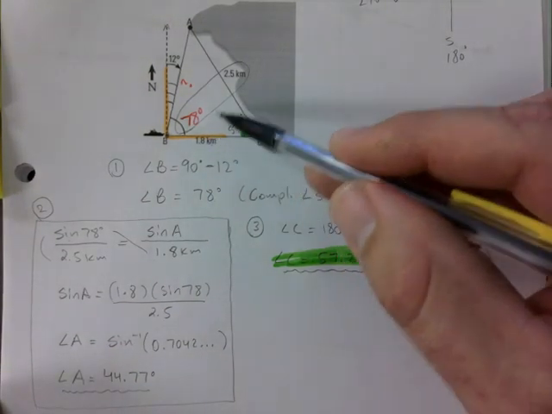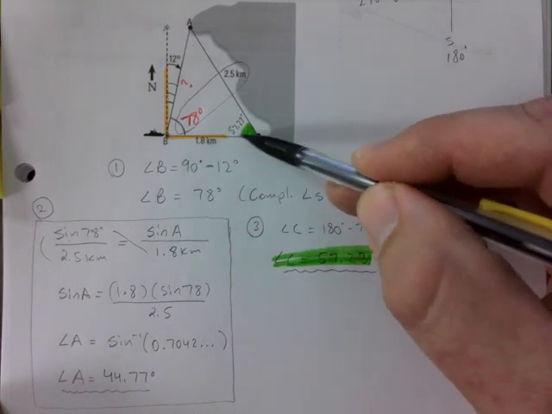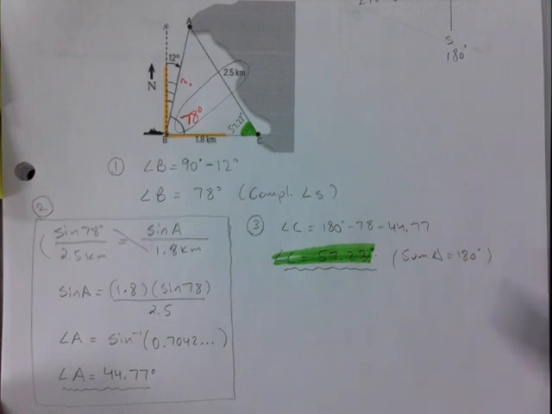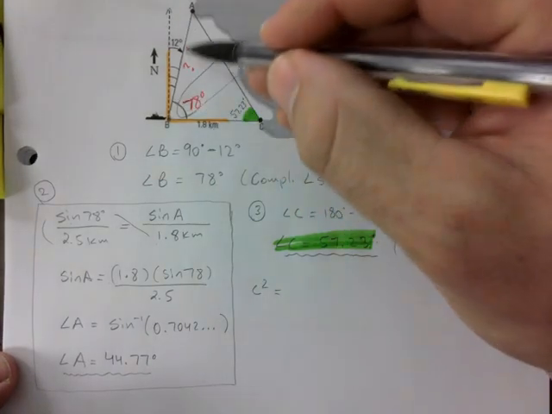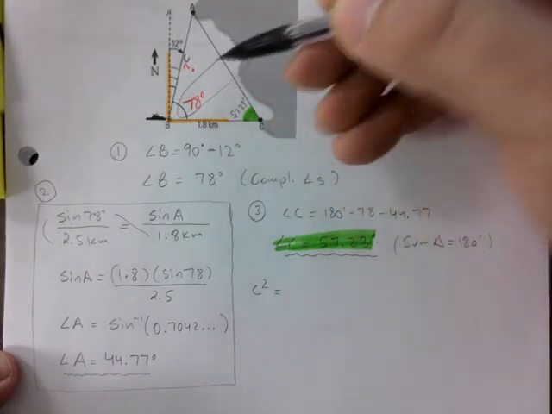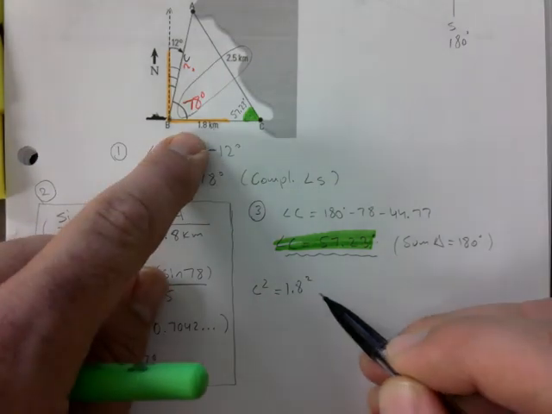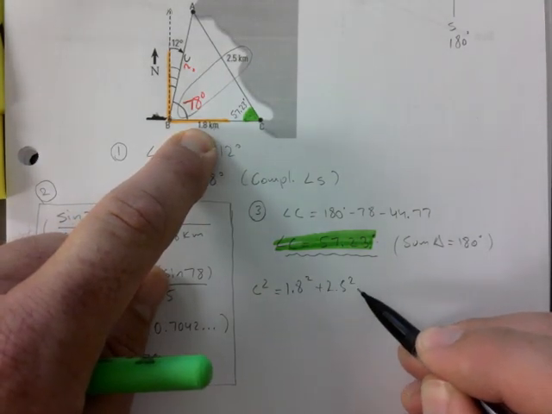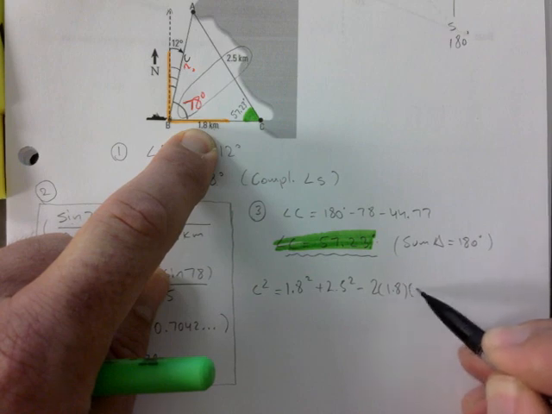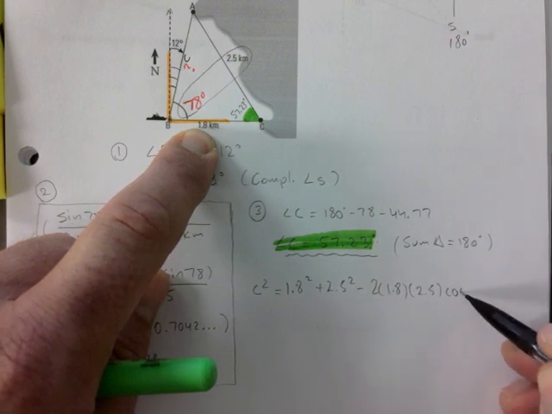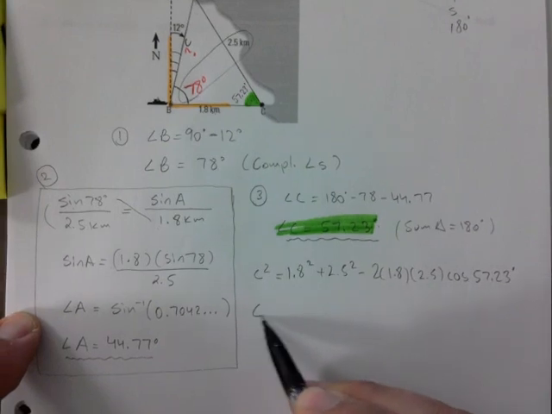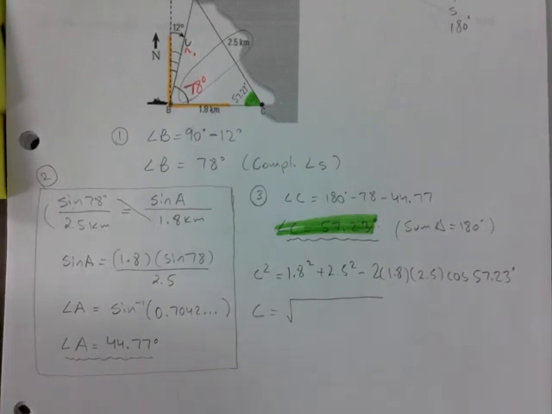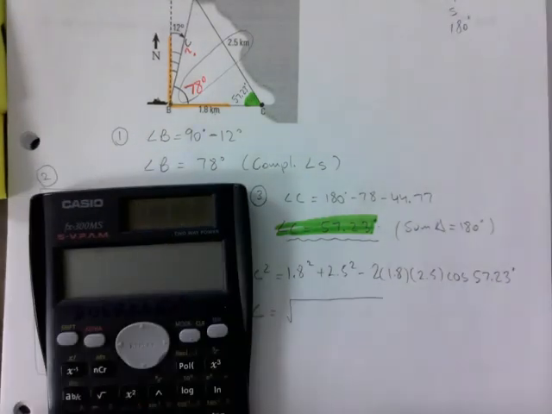Mr. Dirksen, could I use cosine law? Because side, angle, side. Let's do it. So we're going to call that lowercase c. Lowercase c squared is going to be 1.8 squared, this side, plus 2.5 squared, minus 2 times 1.8 times 2.5 times cosine of 57.23. I used sine law in my original, but it doesn't matter, provided you do everything right.